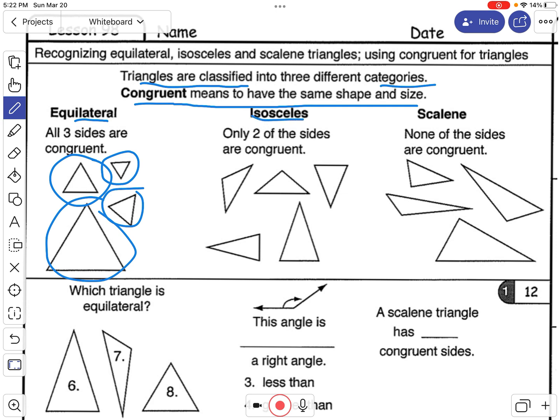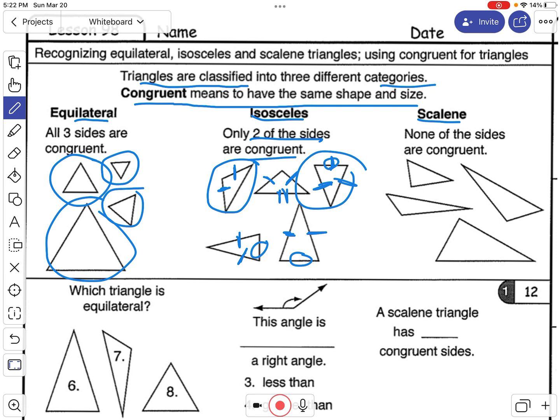An isosceles triangle has 2 sides that are congruent. Here's an isosceles. You can see this side is congruent to that side. On this isosceles, this side is congruent to that side. This side's a little bit longer. And on this isosceles, this is congruent to that, but this side's a little shorter, right? Same thing with this one. Congruent, congruent. That side's a little shorter. Congruent, congruent. And that side's a little bit shorter. So 2 of the sides are congruent on an isosceles.